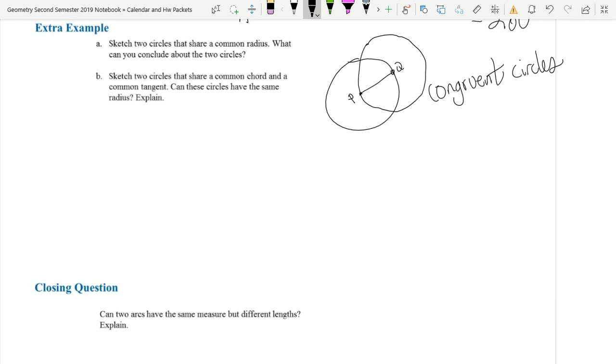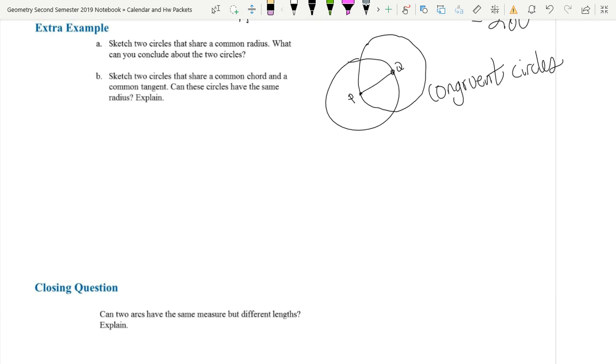Now, sketch two circles that share a common chord and a common tangent. Can these circles have the same radius? Let's see. So, common chord and a common tangent. Let's go ahead and draw. Well, wait a minute. This looks just like what we drew, doesn't it? Yeah, we could probably draw that. Let's do that.